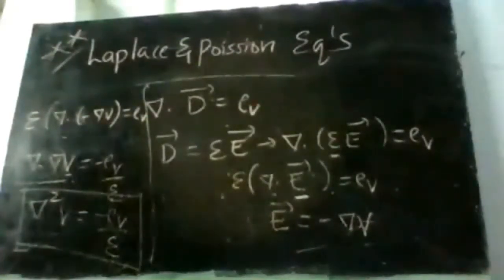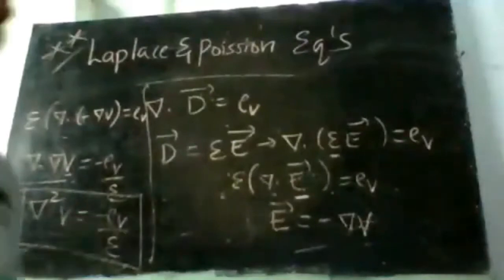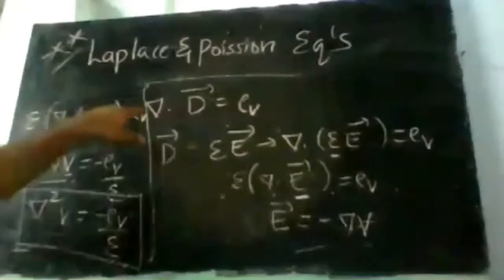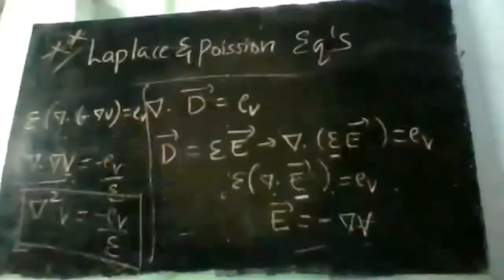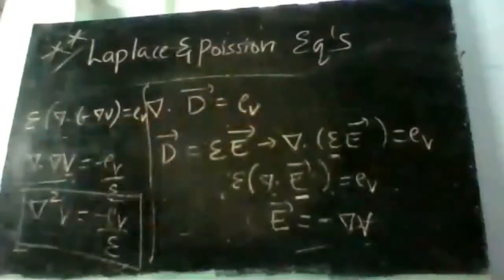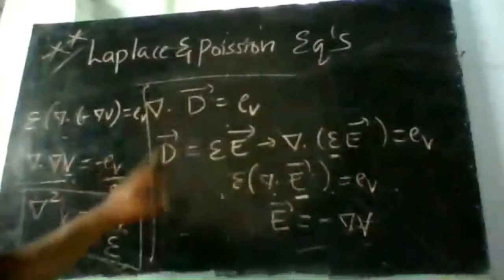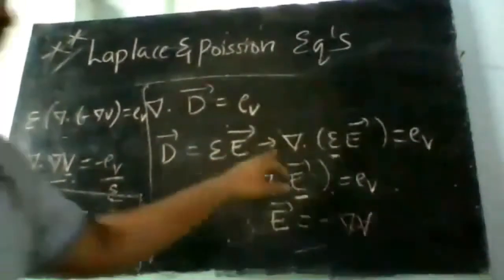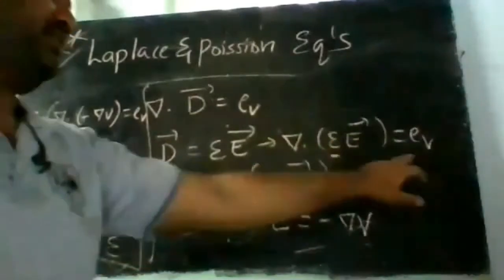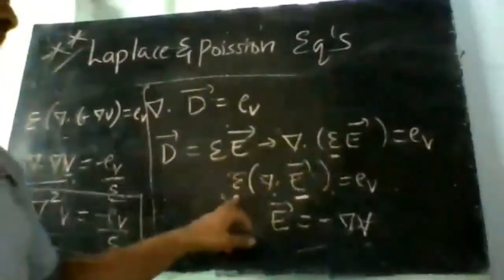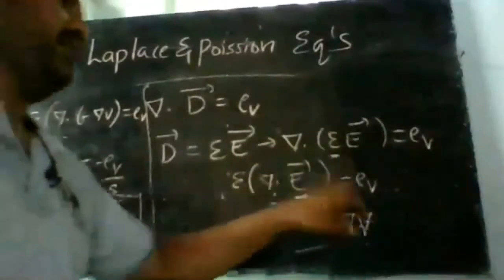So see again what I am doing. Just now we have derived from the first Maxwell's equation, or Gauss law in point form, del dot D bar is equal to rho v. We know that D bar is equal to epsilon into E bar, so we get del dot epsilon E bar is equal to rho v. Epsilon is a constant, put it outside: epsilon into del dot E bar is equal to rho v.